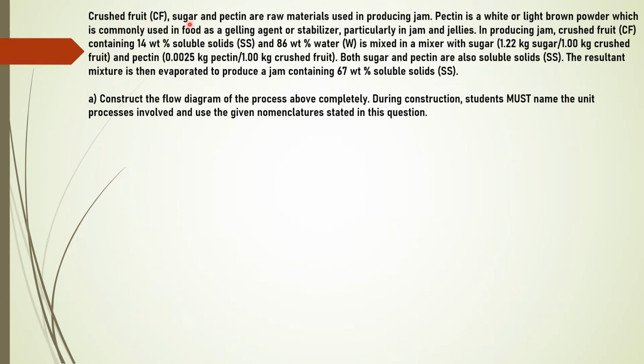Crushed fruit, CF, sugar, and pectin are raw materials used in producing jam. Pectin is a white or light brown powder which is commonly used in food as a gelling agent or stabilizer, particularly in jam and jellies.